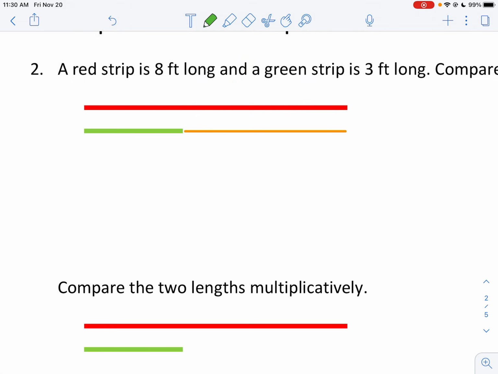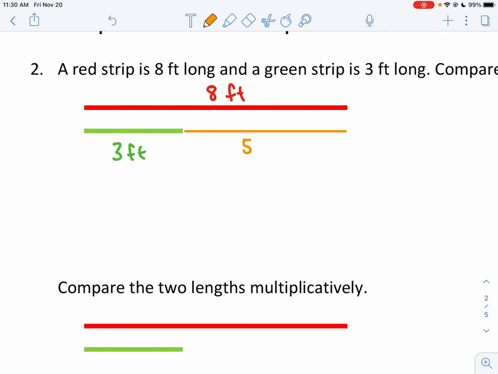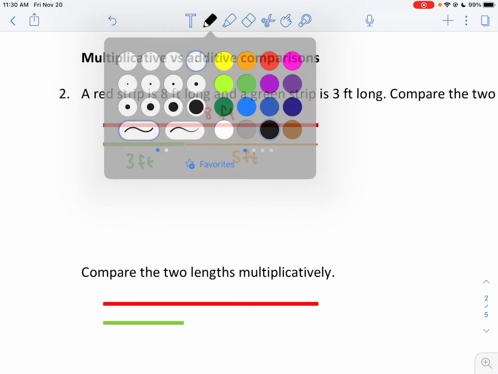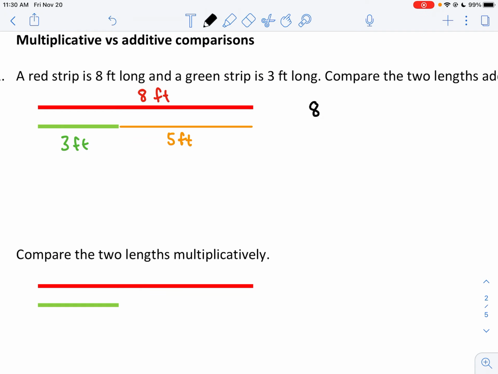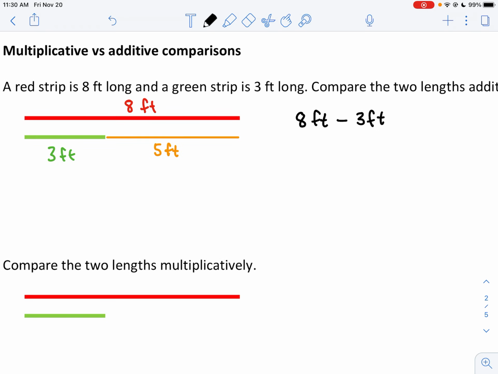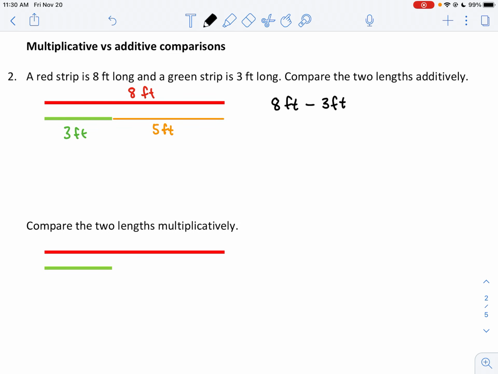I changed my mind. So we know that the green one is 3 feet. The red one is 8 feet. And the difference between these, of course, is 5. So we know that the orange would be 5 feet. And we answer this question doing subtraction. So you would say, okay, we have something that's 8 feet long, and we're going to remove 3 feet. Not remove it, we're going to compare. This is not the takeaway model, it's the comparison way of thinking. And this gives us a difference of 5 feet.